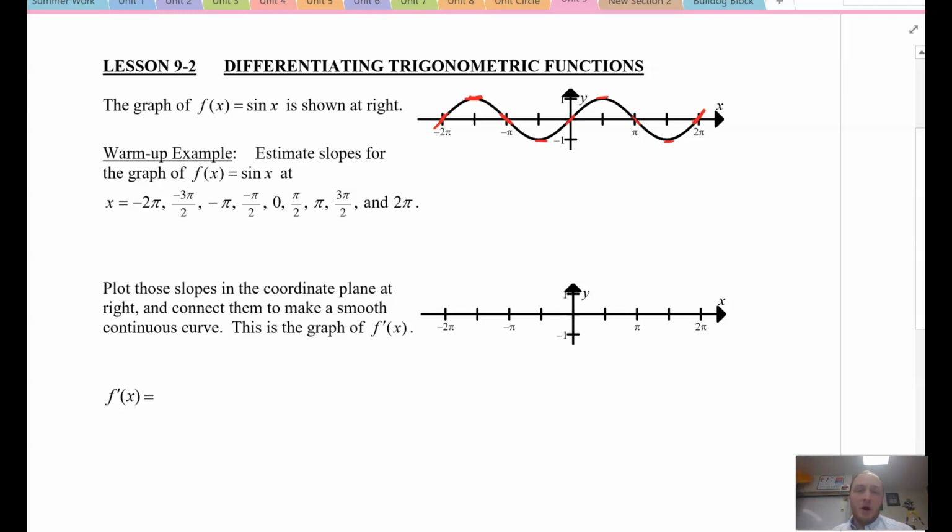So, okay, now I'm going to plot those points on this graph, and this is f prime here. Okay, so at 1, and then 0, and then negative 1, and then 0, and then 1, 0, negative 1, 0. And I hope you noticed a pattern. And here is our graph. I'm going to go ahead and graph this.